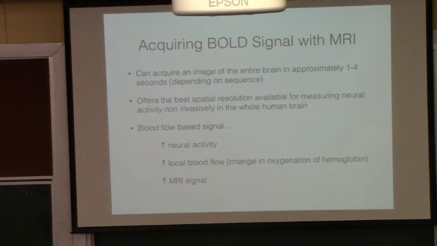So again, as I said before, it's a blood flow-based signal. As neural activity goes up, local blood flow, we think, increases, and this changes the amount of oxygen and hemoglobin in an area. We're imaging the oxygen and hemoglobin in an area, and this is what gives us the fMRI signal that we're looking for. Okay? Is that kind of sense to everybody?